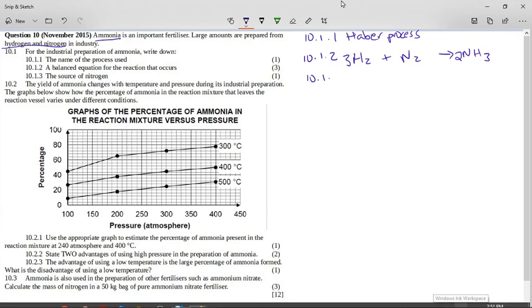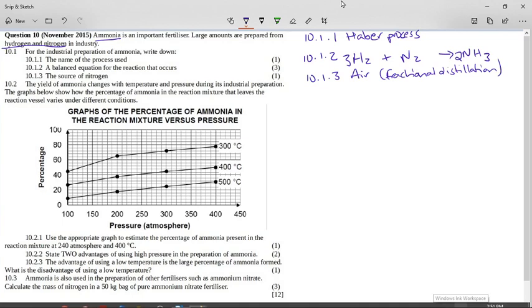Where do we get the nitrogen from? It says, what is the source of the nitrogen? It's from the air. Remember, the air is close to 70% nitrogen, so we do fractional distillation of the air, because the nitrogen has a different boiling point to the oxygen. So fractional distillation of air gives you the nitrogen.